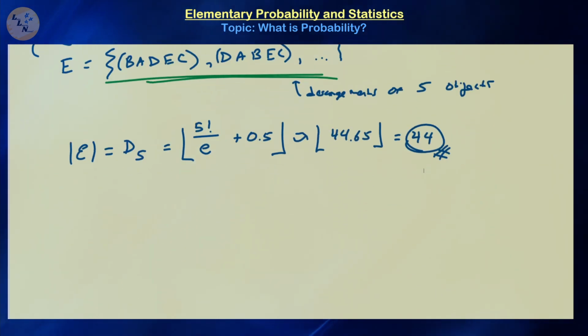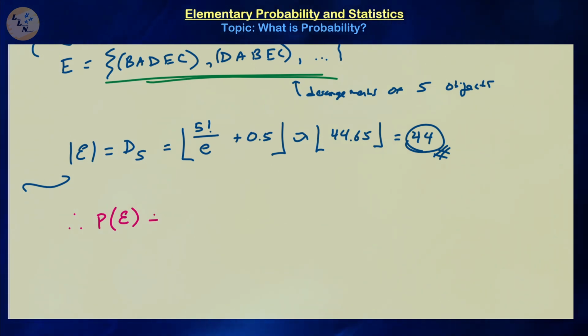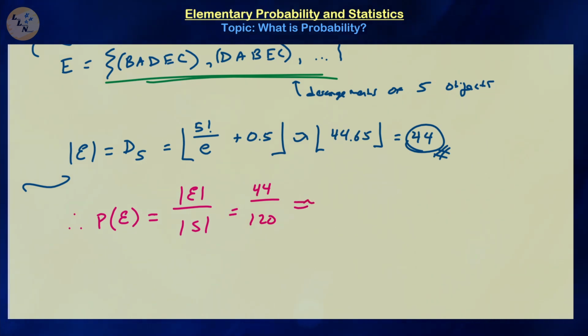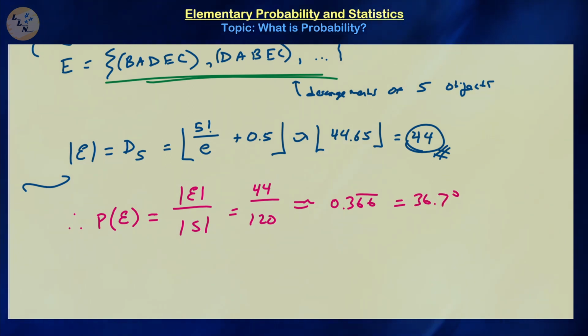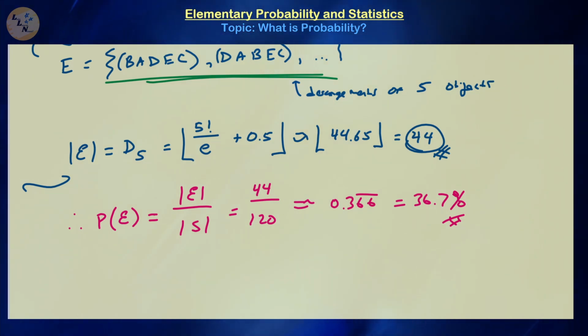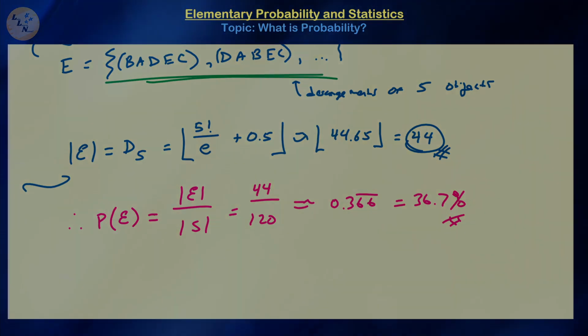Now that we have the size of the event space and the size of our sample space, what does that mean? That means the probability that no one is in their original position is going to be equal to the size of the event space divided by the size of the sample space, which is going to be equal to 44 divided by 120, which is approximately equal to 0.366 repeated, or 36.7% approximately. So if you were to do this experiment infinitely many times, let's assume, you would expect that approximately 36.7% of the time, nobody will be in their original position.